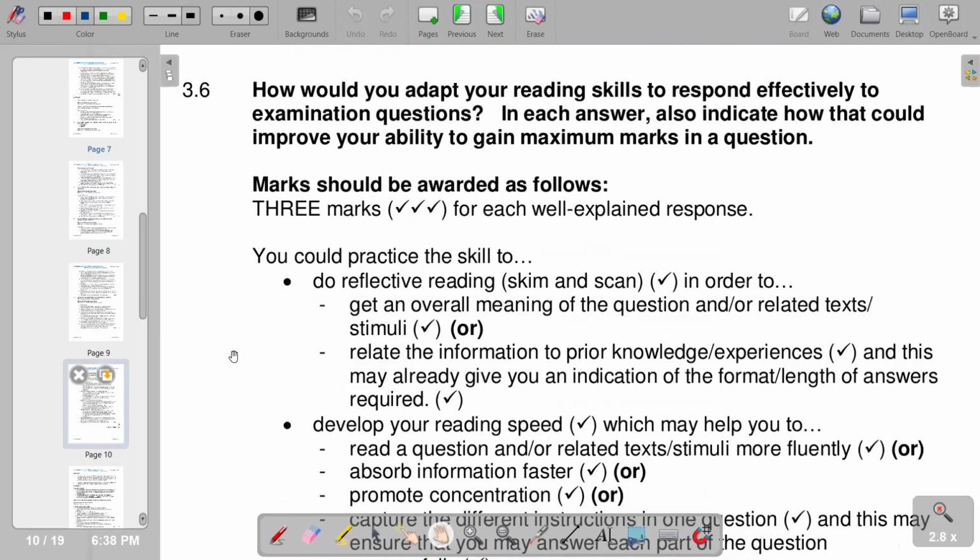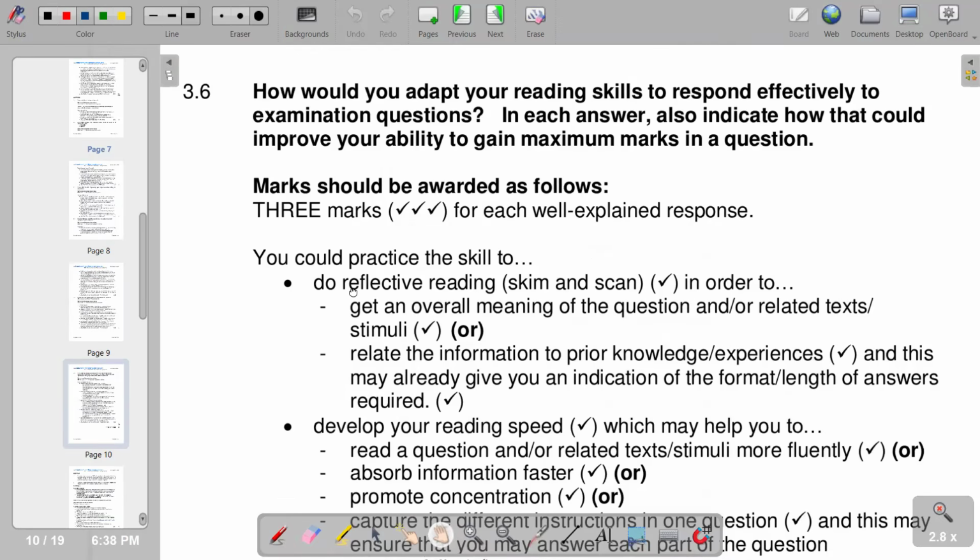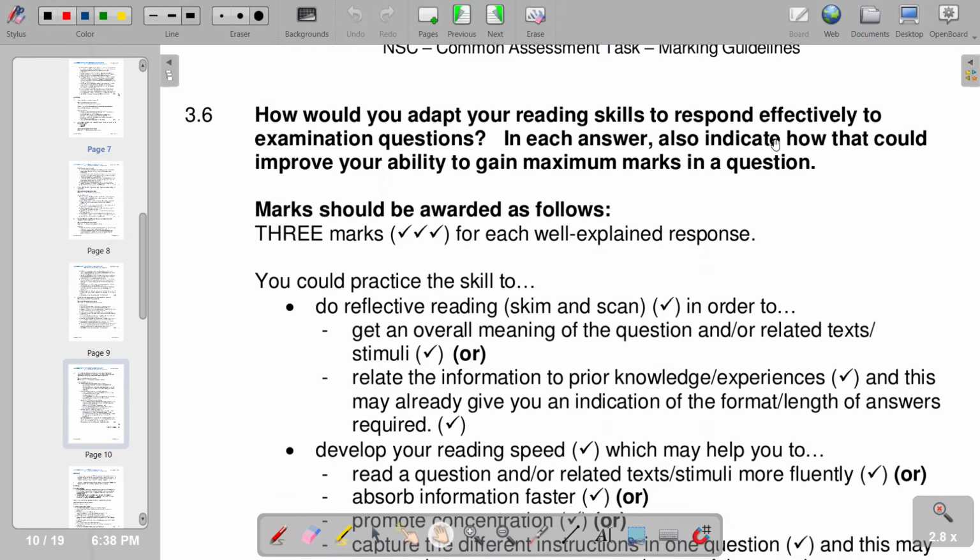So we move on to 3.6, which reads, how would you adapt your reading skills to respond effectively to examination questions? In each answer also indicate how that could improve your ability to gain maximum marks in a question. So you could practice the skill to do reflective reading, in brackets skim and scan, in order to get an overall meaning of the question and all related text. These are the points that we have.